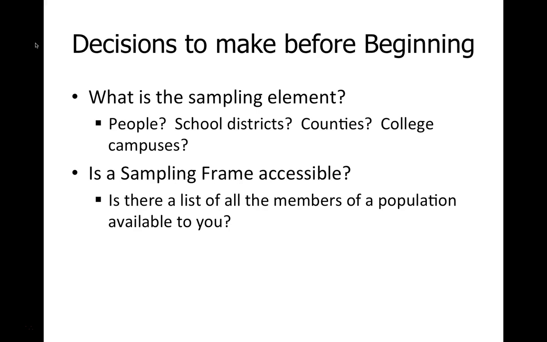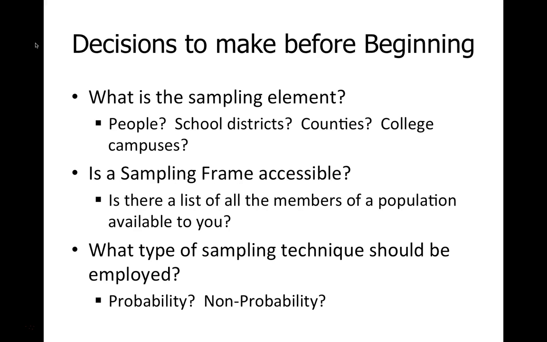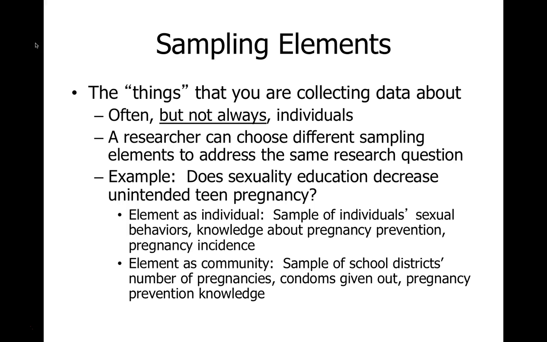And then we have to think about, is that sampling frame accessible? So is there a list of all the members of a population that's available to you? And then we have to think about what type of sampling technique should be employed. And often the major decision that we're making is whether we're using a probability or a non-probability technique, and then which technique that we're going to use within there. And I'll talk a little bit more about this at the end, but it's also possible to combine different techniques. So we may have to think about all of the techniques and using them in isolation or in combination with one another.